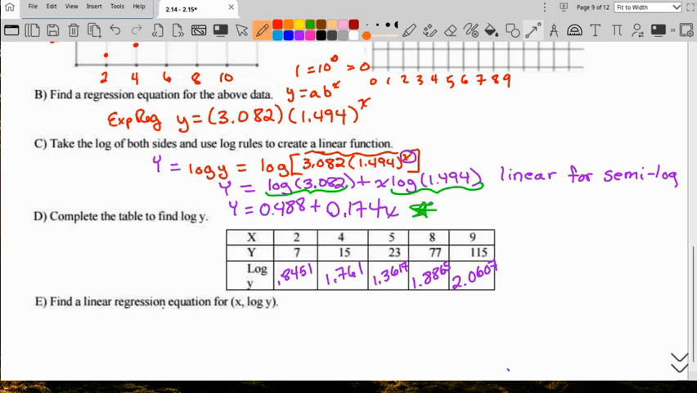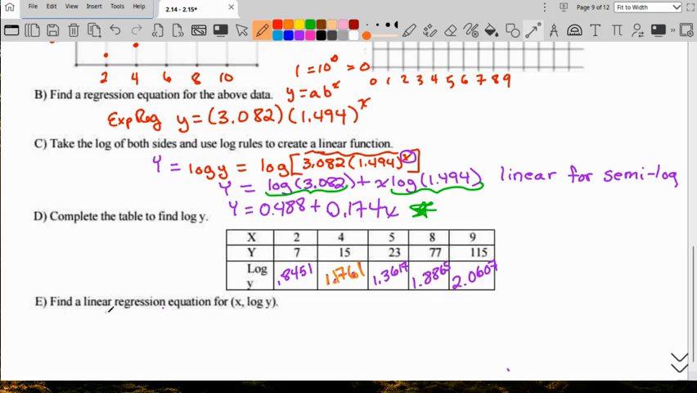Okay, then it says complete the table to find the log of y. So we're literally just taking the log of each of the y values, and this is where I had a mistake in class, which I think it was Vinay that caught. This is 1.1761 for the log of 15. So the log of 7 is 0.8451. The log of 15 is 1.1761. The log of 23 is 1.3617. Log of 77 is 1.8865. And log of 115 is 2.067.